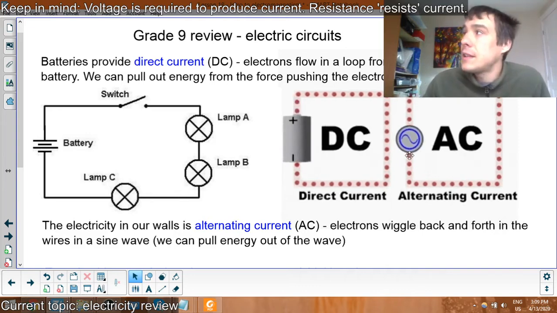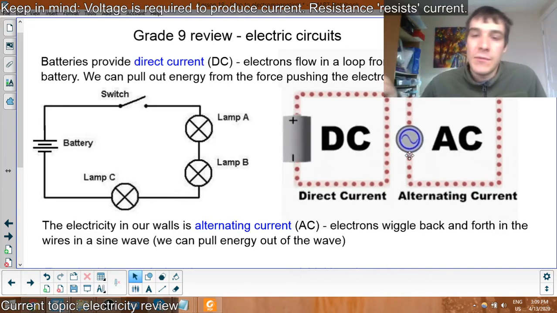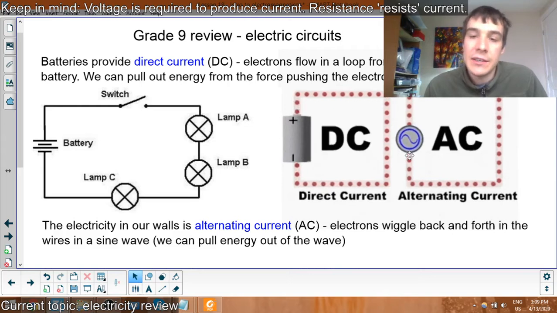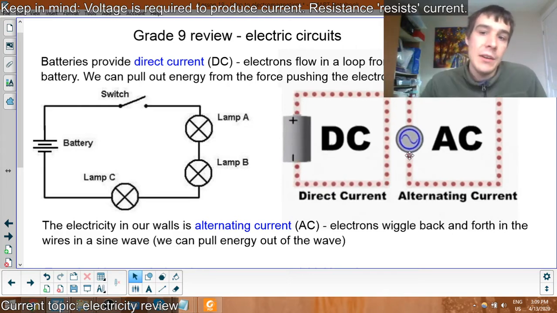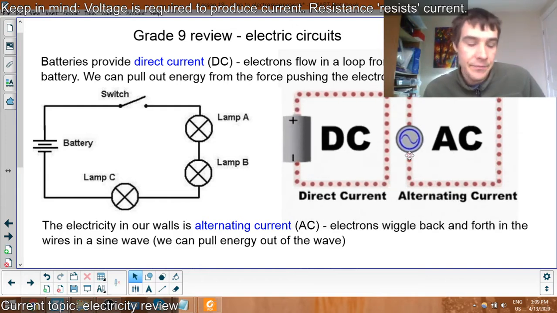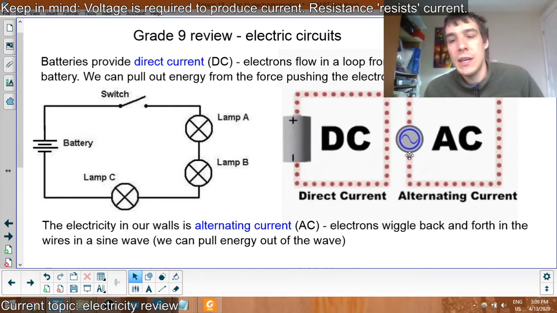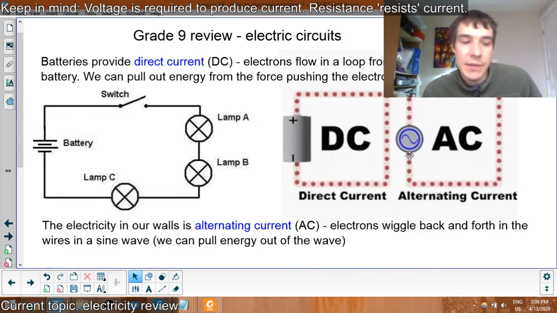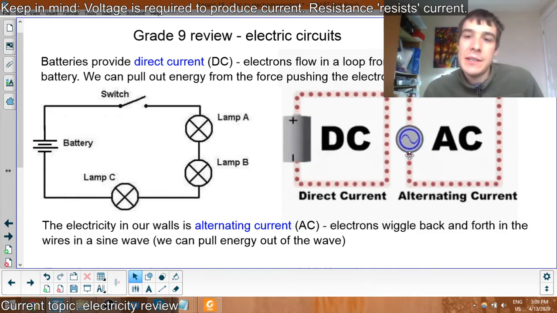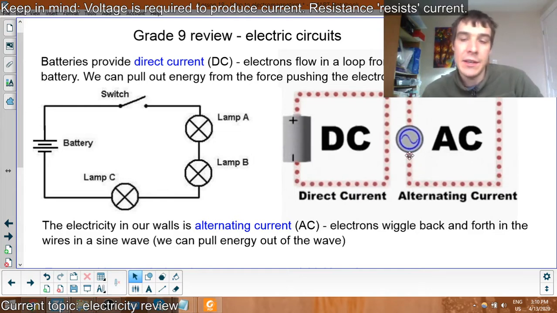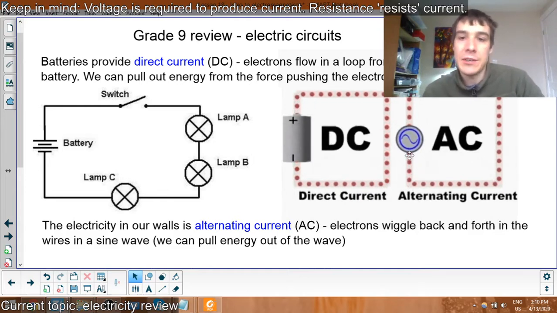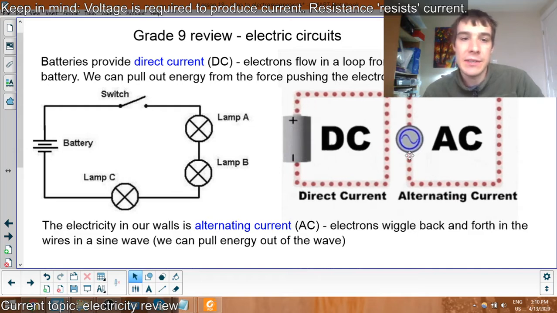But the kind of electricity that we have in our walls here is alternating current, which is electrons going back and forth. The reason that we have that type of electricity in our walls is a little bit interesting. We'll get more into it in the next video. But basically it's because alternating current is much easier to change the voltage, and changing the voltage is very useful when we want to transmit it by long distances. So alternating current works better in transformers, and that's why we use it in our houses now.